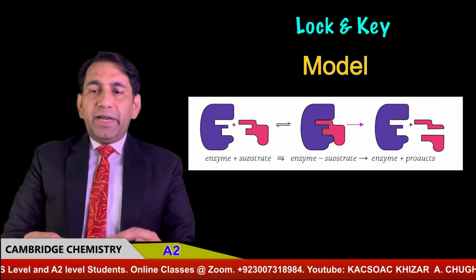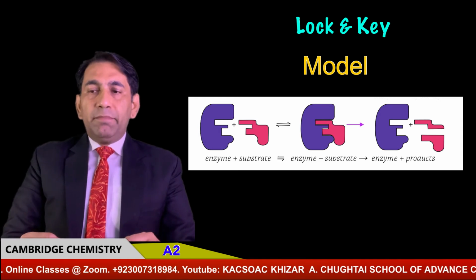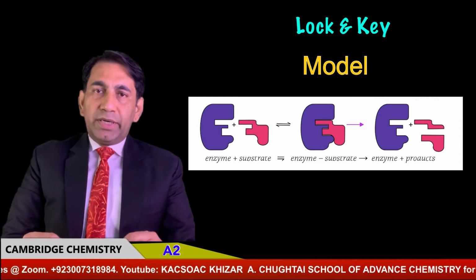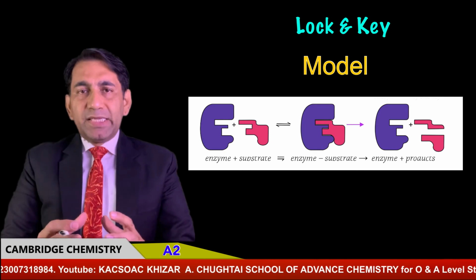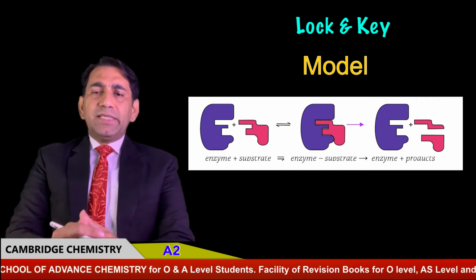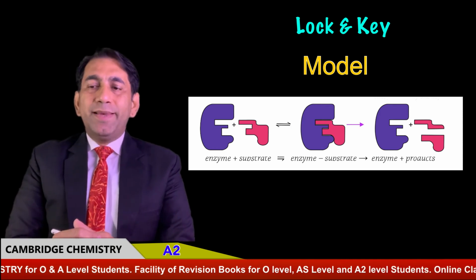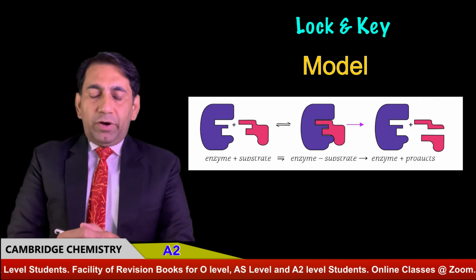The first intermediate is formed, that is the enzyme-substrate intermediate. Then the enzyme breaks the substrate into the desired product. So this is the simplest version of the lock and key model. So you can say that this is also a two-step mechanism. First, the intermediate formation takes place, then the final products are formed.